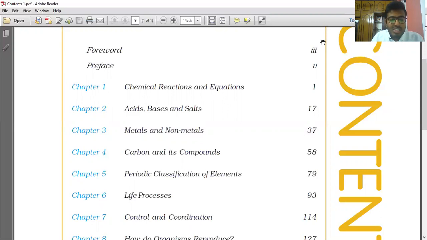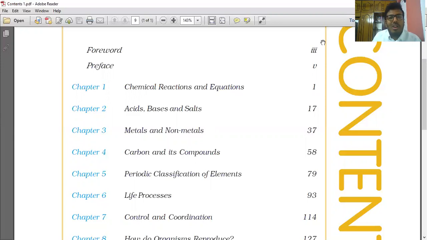The next chapter is carbon and its compounds. You have to remember that last year in ninth standard, in the fourth chapter, you learned about valency. In that, I also told you that carbon has a valency of 4. Now, last year you learned that when the valency is 1, the metal will give away that 1 electron and get a positive charge. That is known as a cation.